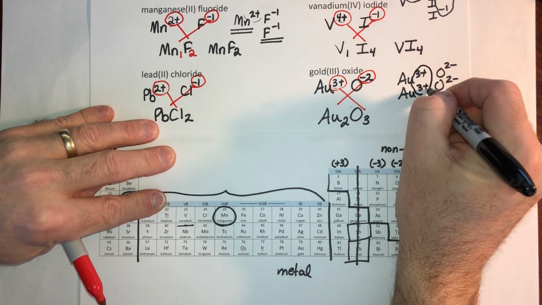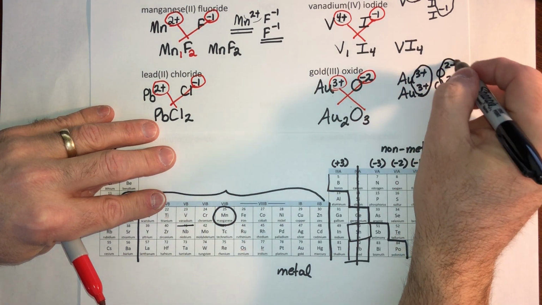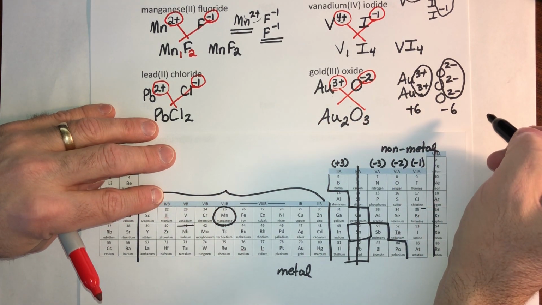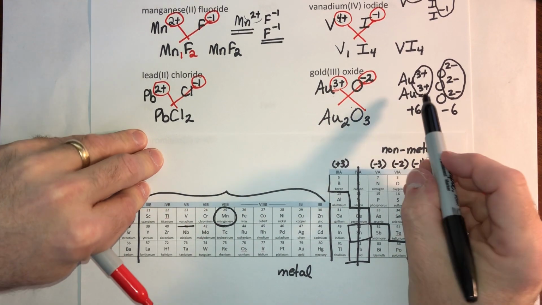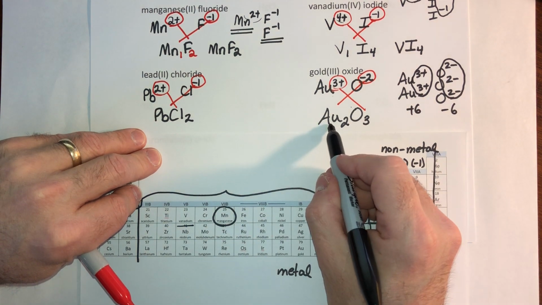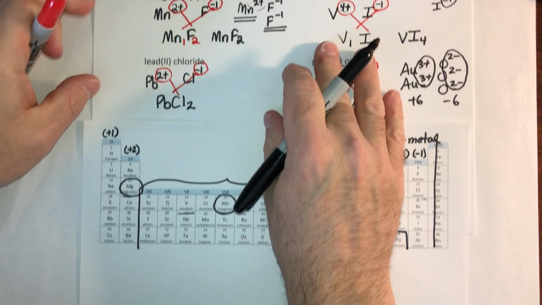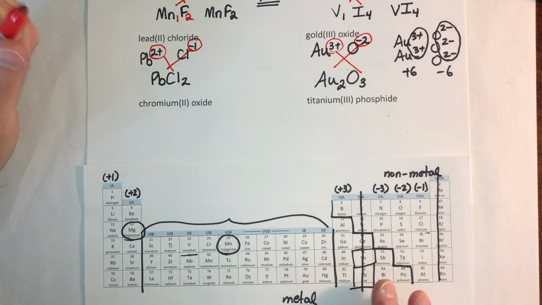Total amount of positive charge is 6. Total amount of negative charge is 6. Right? Positive 6, negative 6. They balance. In order to balance out the positives and the negatives, I needed 2 of the golds and 3 of the oxygens. All right, let's try 2 more.